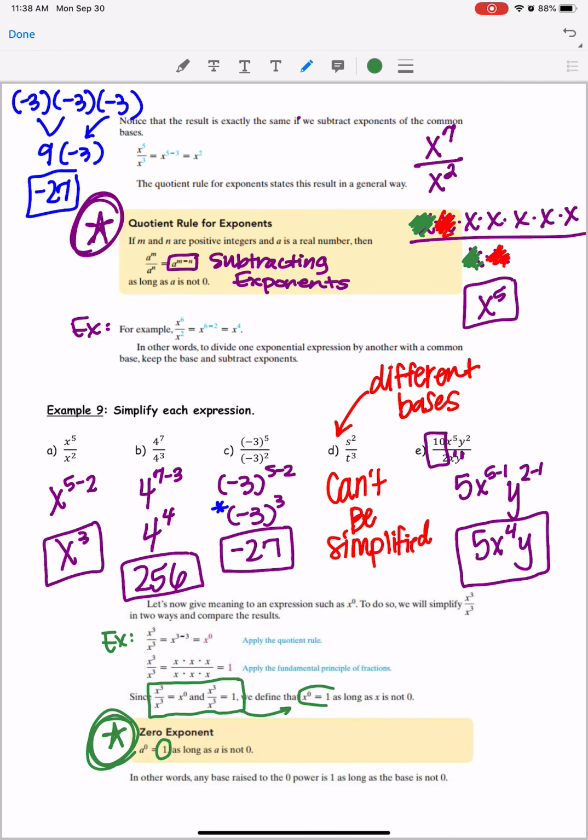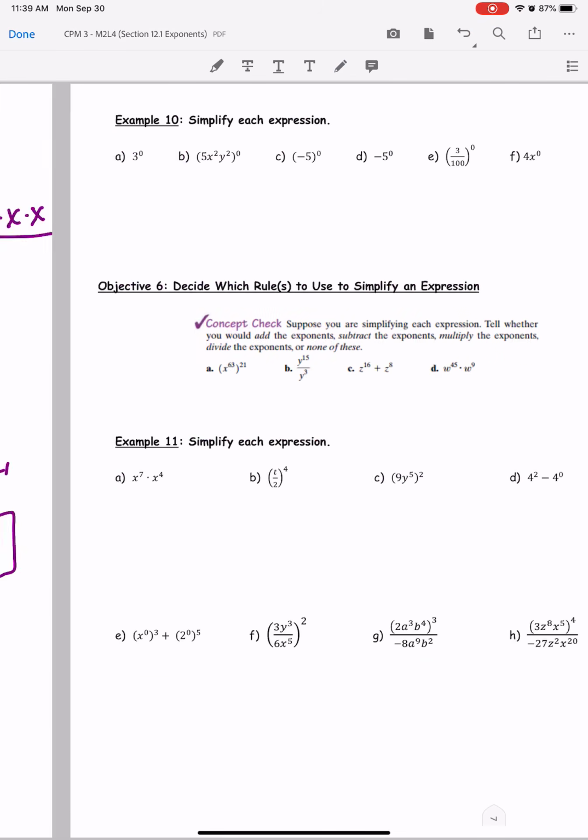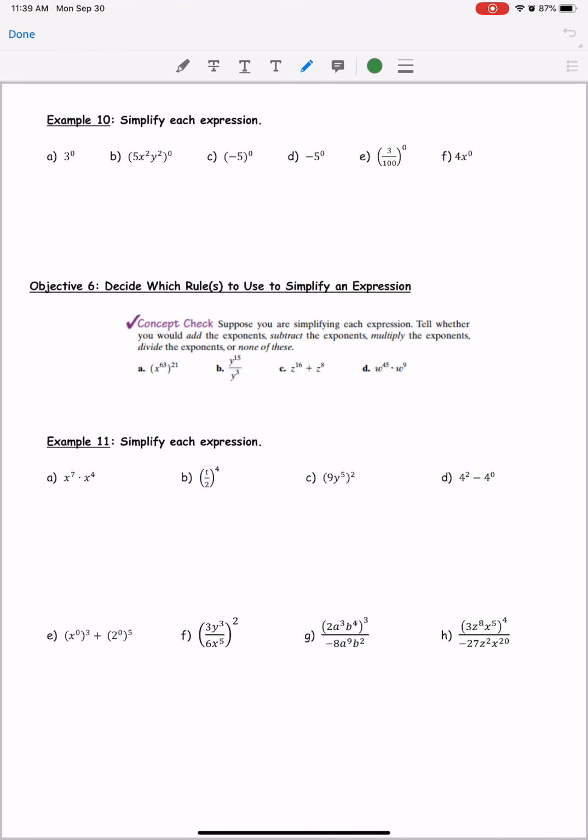Okay, so it doesn't matter what you have to the 0 power, it is always 1. In other words, any base raised to 0 power is 1. Now these can get a little tricky. You got to make sure you know what your base is. Keep that in mind. So 3 to the 0th power. It's not 0. It's not 3 because it is to the 0 power. It is 1.